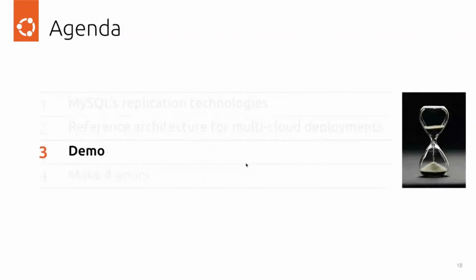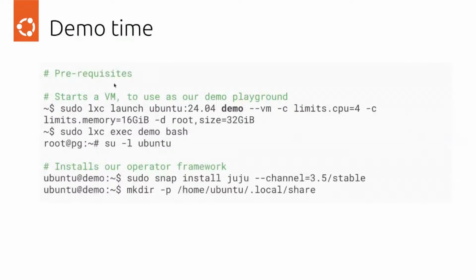Okay, the demo time. So just for the prerequisite, and then we will move to our documentation, and I will explain how you should read it and what to look for there. So first of all is to create a small demo environment. So here using LXC, you are executing a VM. Here I'm assuming that you are using an Ubuntu machine, but it should work with any other Linux distribution. Here we are assigning 4 CPUs, 16 gig and 32 gig of storage.